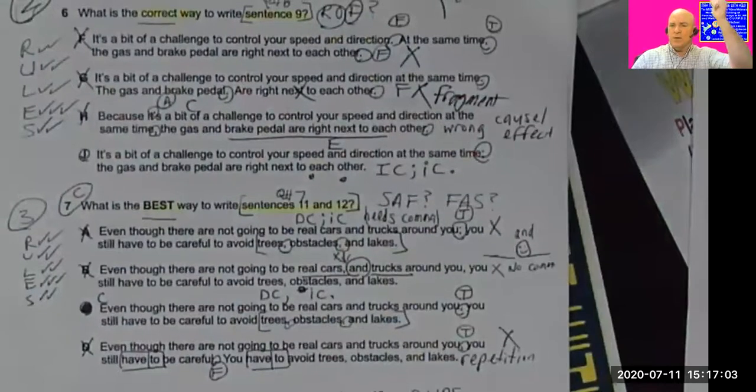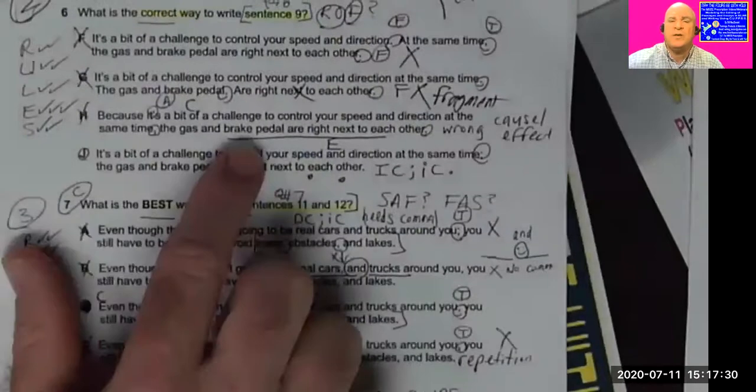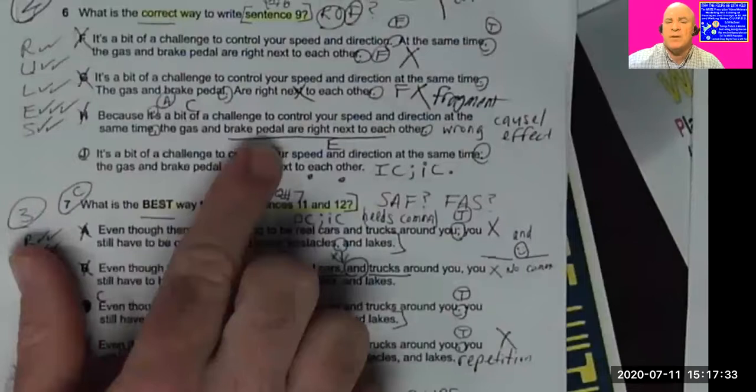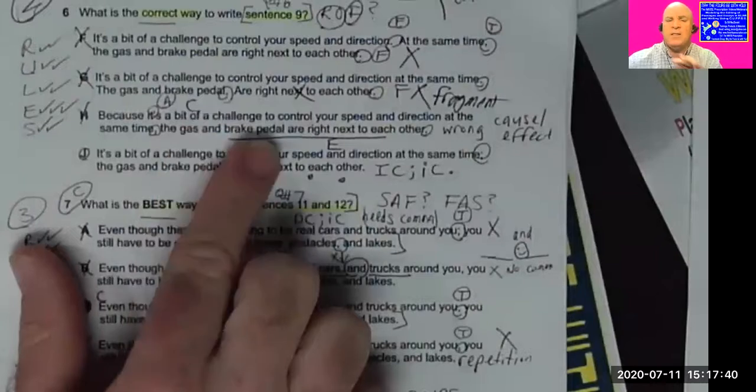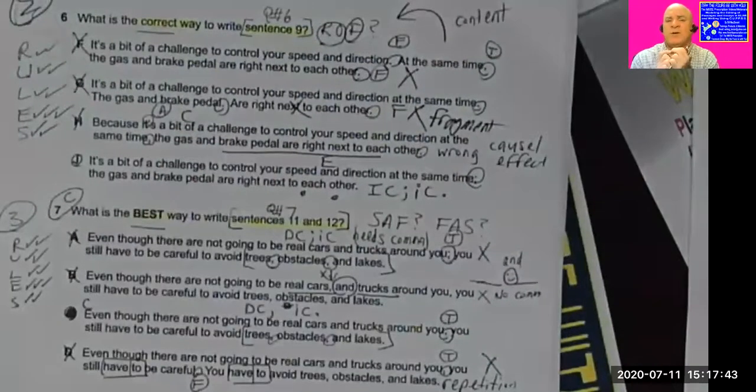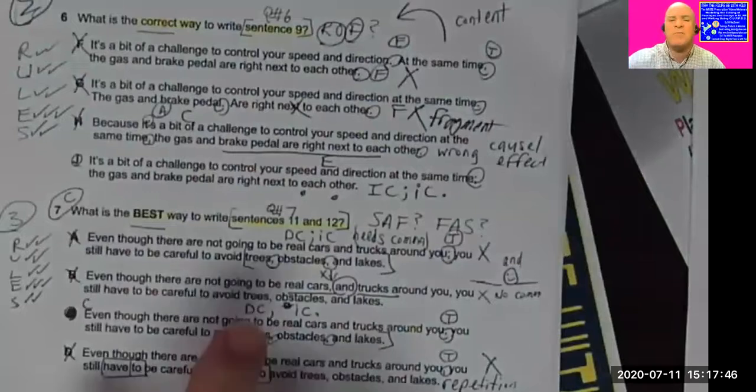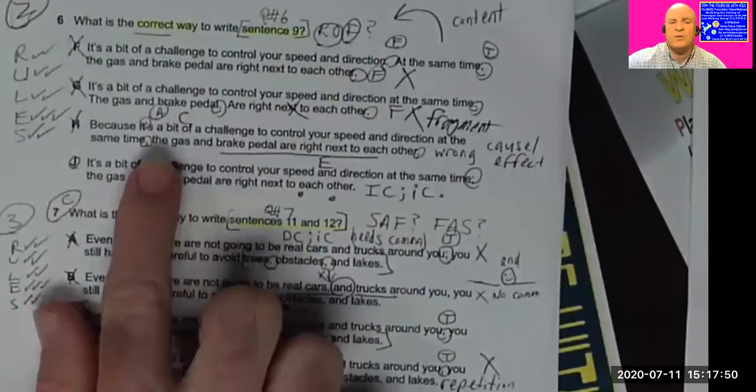Letter H, capital. Because it is a bit of a challenge to control your speed and direction at the same time, comma, the gas and brake pedal are right next to each other. No, that's the wrong cause and effect. If you put the correct cause, the gas and brake pedal being right next to each other, it has an effect of it being a challenge. So what the state does a lot of times is switch the cause and effect around to see if your students are even paying attention enough to notice the difference. So listen to the correct cause and effect in order to pick this one.